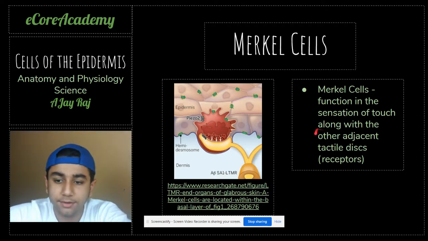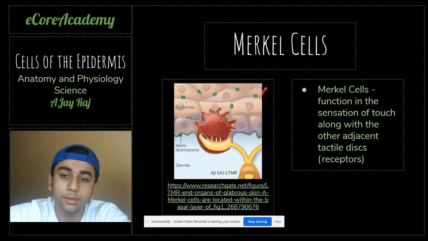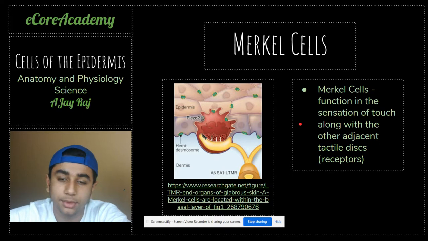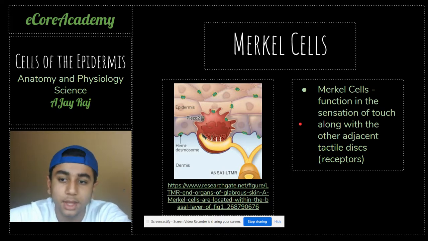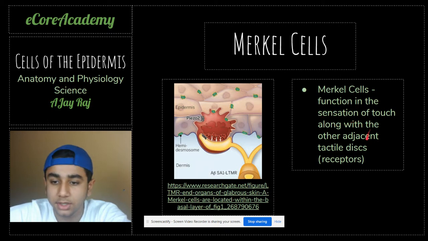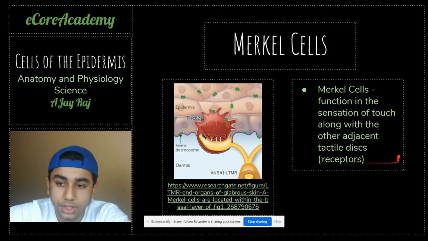Therefore, you have many different types of receptors. There's 8 main receptors, but Merkel cells are one of the most important because they also help with immunization, and that's the whole idea of today's lesson. So they function with the sensation of touch along with other tactile discs. Tactile discs basically function in the motion and touch receptors. So they're the same as Merkel cells.